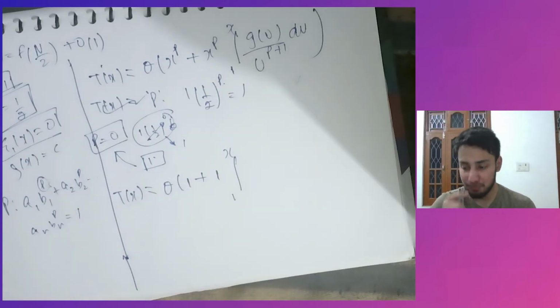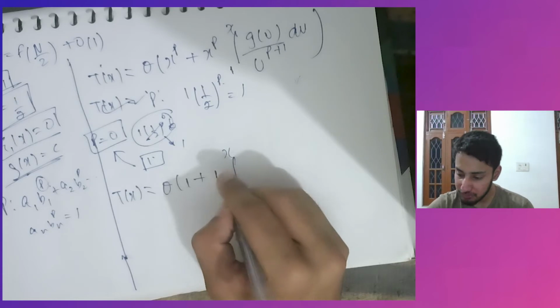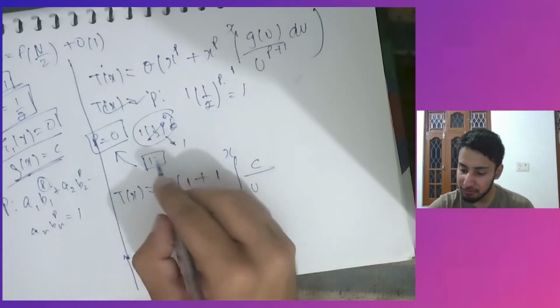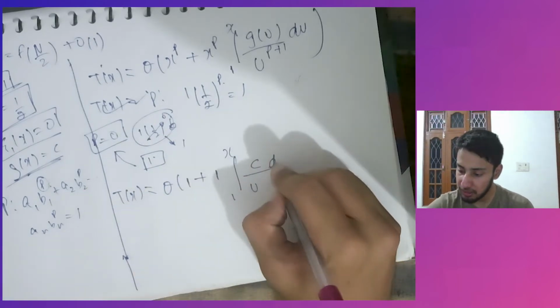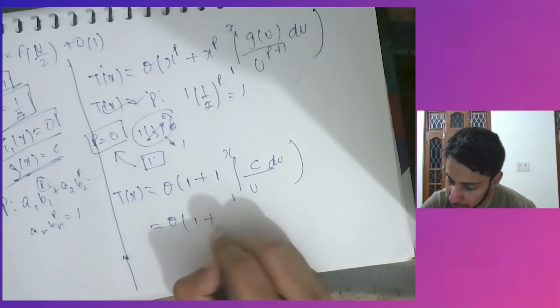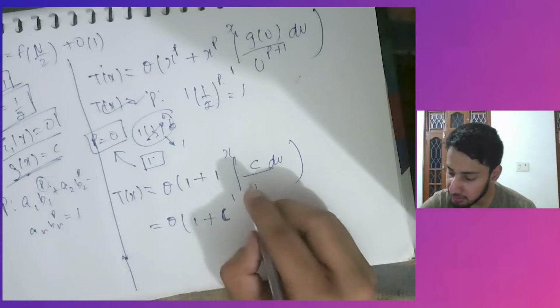What is this g of u? g of u is g of x, or g of u is equal to a constant, c. So this is a constant, upon u to the power p plus 1. What is this p? p is 0, so it means u, and du. That's it. Theta into 1 plus the integral. Basically this c will come outside of the integration because this is a constant.